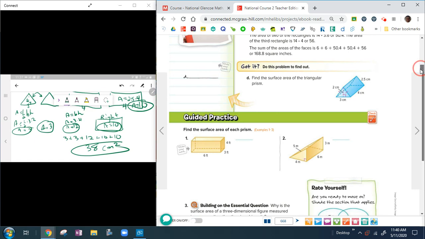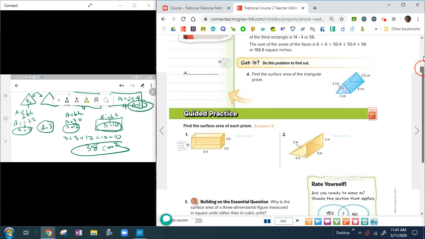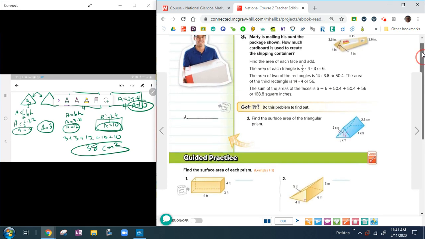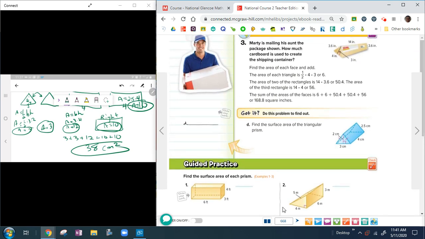There are definitely challenging parts. Sometimes finding the dimensions can be pretty tricky, but the general idea is pretty simple. The general idea is find the area of all the faces and add them up. All right, good luck. And I hope it's not too confusing or challenging, but that you're able to work through it and figure it out.